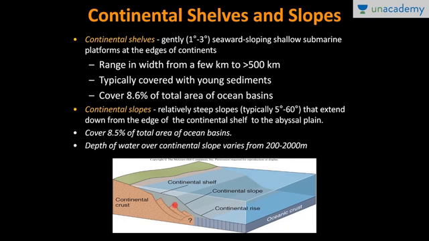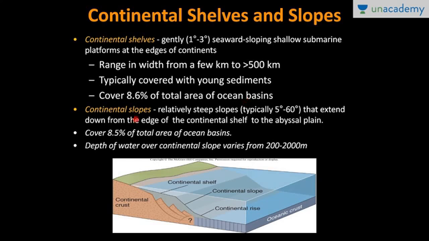Okay, this is gradually sloping, and their width may vary from a few kilometers to 500 kilometers. They are covered with young sediments. For example, the continental shelf around the KG Basin in India, and the continental shelf around the Mississippi River, at the mouth of the Mississippi River in the Gulf of Mexico, right? It covers around 8.6% of the total area of ocean basins.